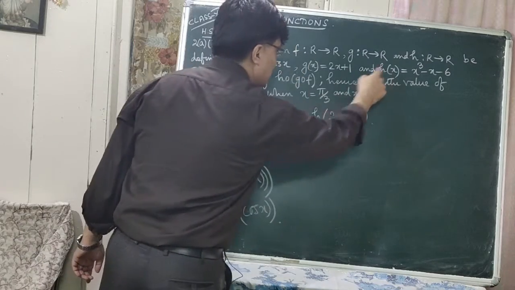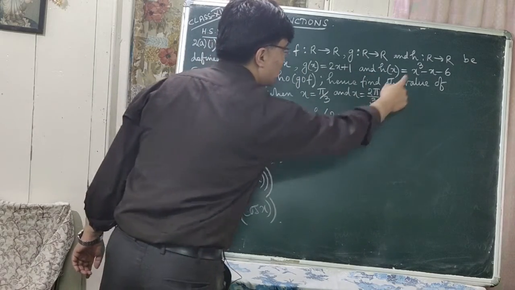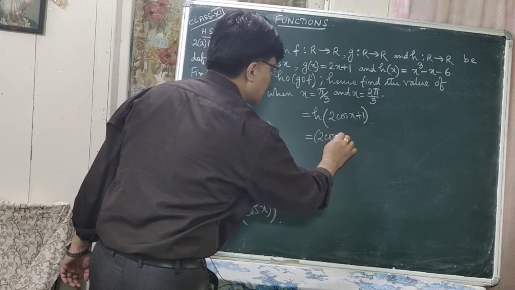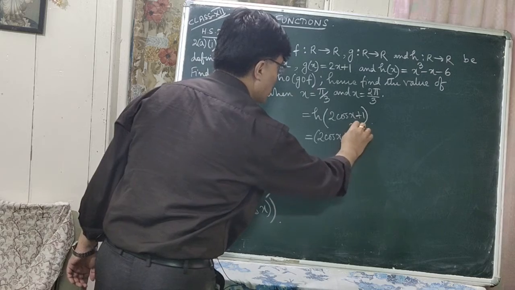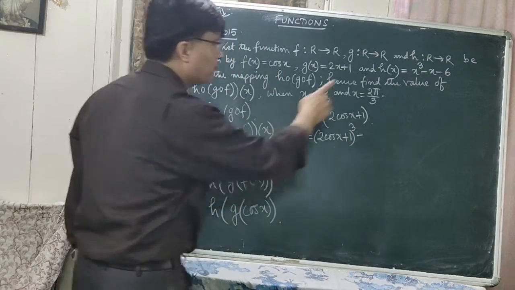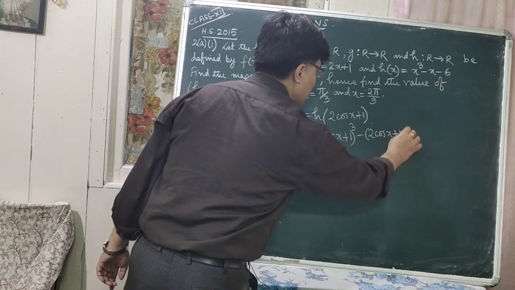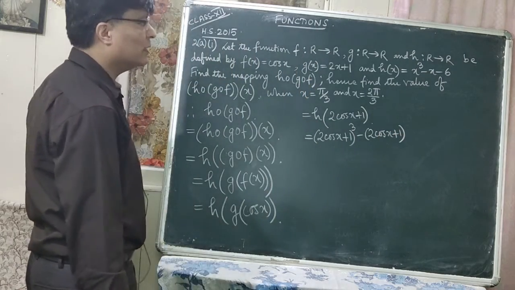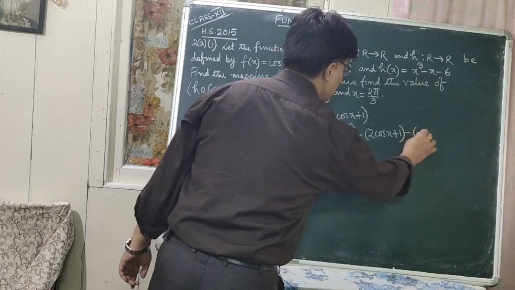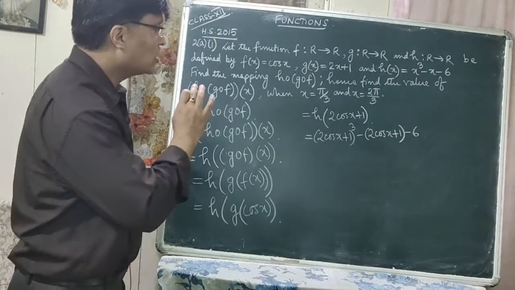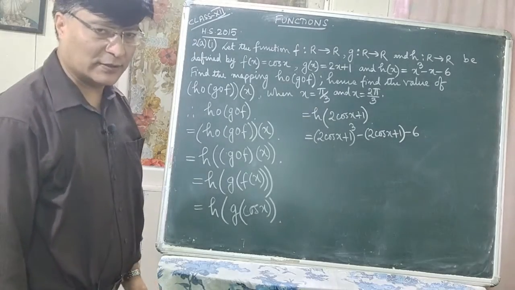So instead of x, if you write 2 cos x plus 1, this right hand side becomes (2 cos x plus 1) whole cube minus, again what is x? Put it within bracket, 2 cos x plus 1. Is that clear? Then write down minus 6. So I think you have understood it, okay? So let's simplify it further.